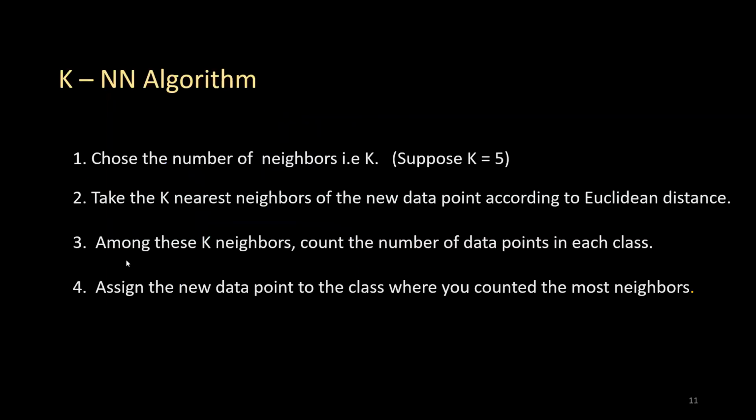Okay, now step 3 and step 4. When we have selected the k neighbors or 5 neighbors as we have selected in step 1, then we count the number of data points in each class and assign the new data point to the class where we counted the most neighbors. Since we have selected k is equals to 5 in order to understand KNN algorithm, we will select the 5 neighbors. Okay, if out of 5 neighbors, 3 belong to class A and 2 belong to class B, in that case, we will decide in the favor of class A according to point 4.